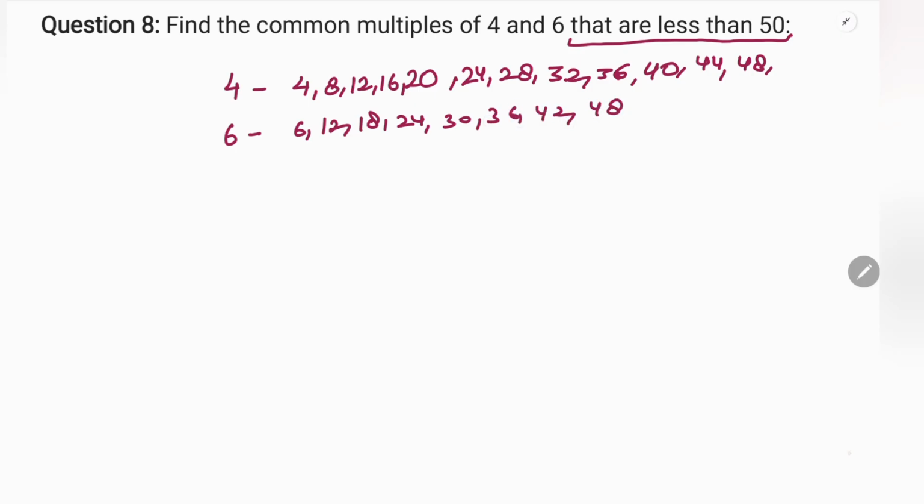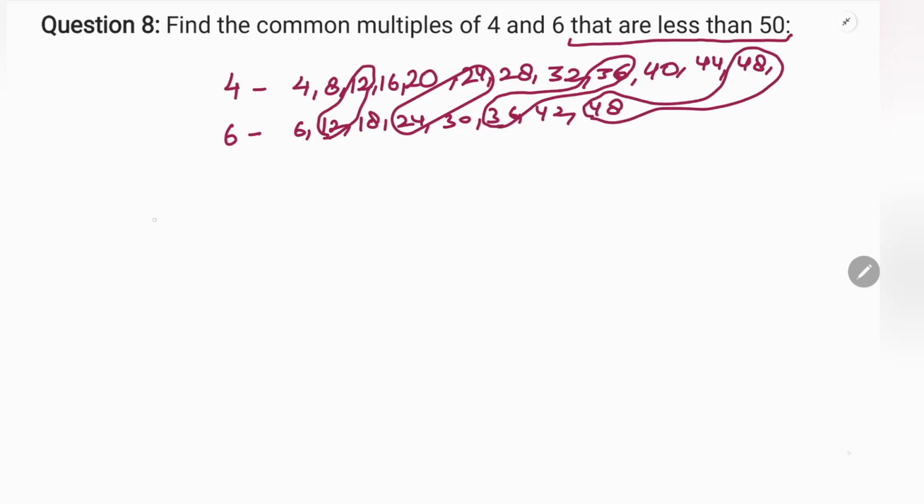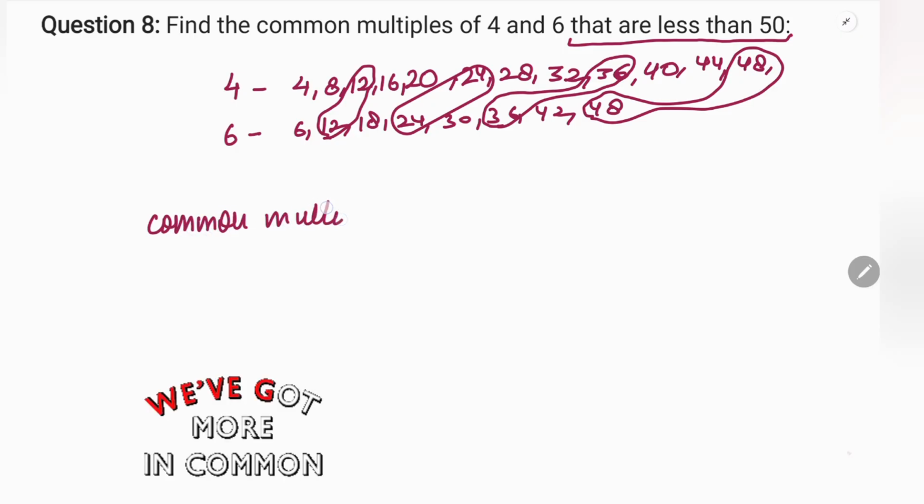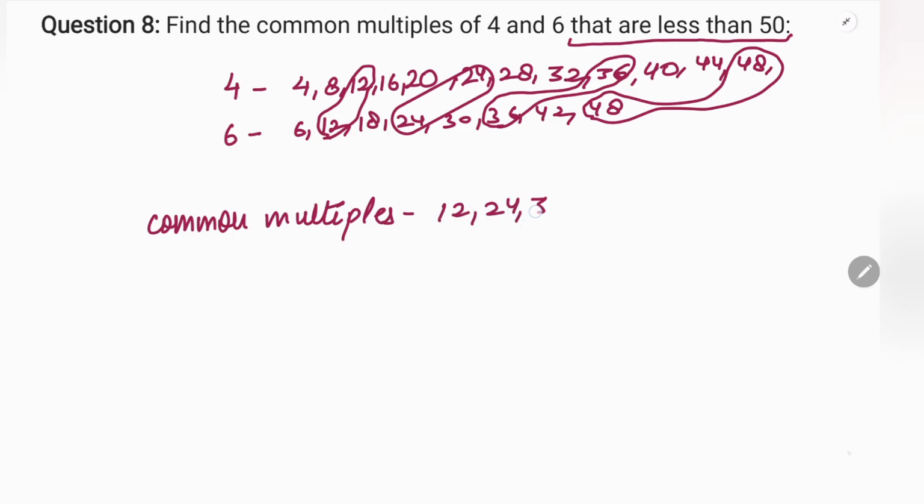Now common multiples. 12 is common, right? Okay. And after that 24 is common, right? And then after that 36 is common, right? Okay. And then after that 48 is common, right? So I will write common. Common means which are in both. Common multiples 12, 24, 36, 48 and so on. These are common multiples.